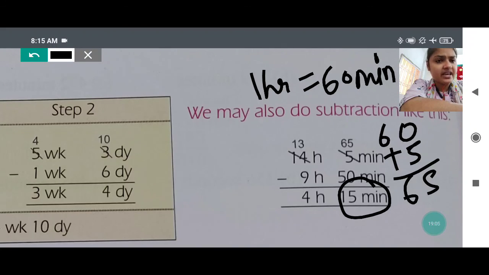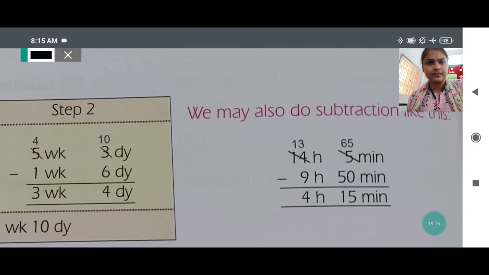And here it is 3. 3 minus 9 is not possible. It will take one carry, so it will become 13. 13 minus 9 is 4. We will get 4 hours and 15 minutes. That's it, my dear.